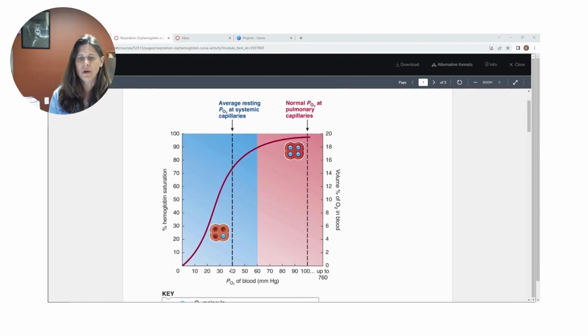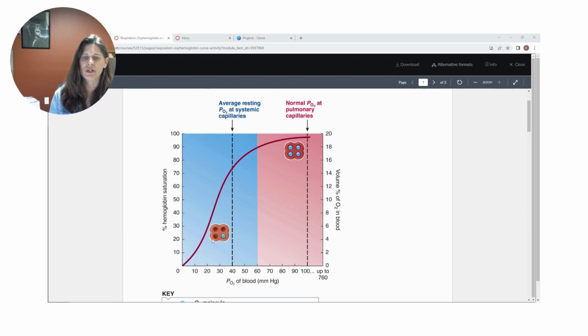Okay. At 40 millimeters of mercury, this graph is telling us that that's the average resting partial pressure of oxygen in the systemic capillaries. So remember, in the systemic system, once our blood leaves our arteries and arterioles, it goes into the capillaries that surround our organs. These are the cells that are doing work, the cells within the organs. So they're using oxygen. So that means we've released oxygen to those tissues. So the partial pressure of oxygen in the blood is lowered because there's less oxygen in there. It went into the tissues.